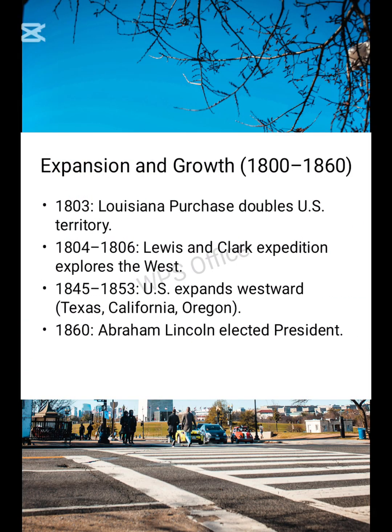4. Expansion and growth, 1800–1860. 1803, Louisiana Purchase doubles U.S. territory. 1804–1806, Lewis and Clark expedition explores the West. 1845–1853, U.S. expands westward: Texas, California, Oregon. 1860, Abraham Lincoln elected president.